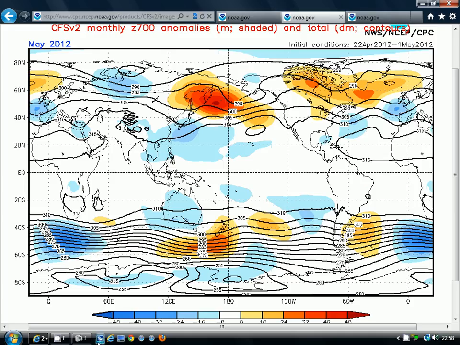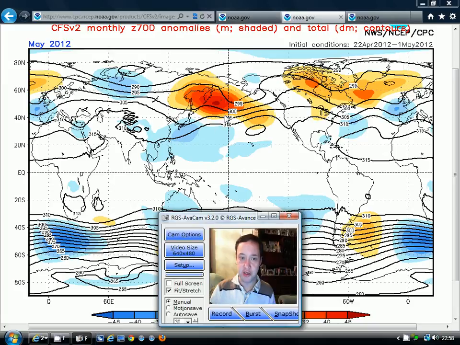There we go, that is the predicted anomaly chart at 700 millibars for May 2012, and we see that the prediction is for high pressure to be strong again up to the northwest and the north of the country. There's a positive height anomaly for the northern Atlantic going up to Greenland, stretching out to Iceland and to the north of the country, and then we've got a negative anomaly down to the southwest of the British Isles.